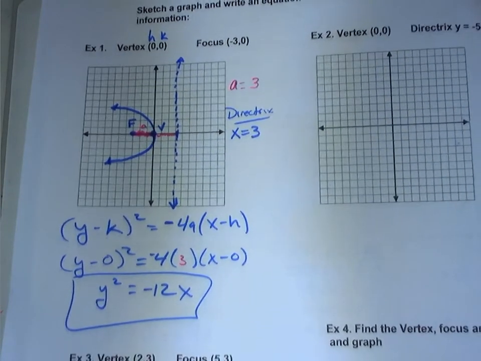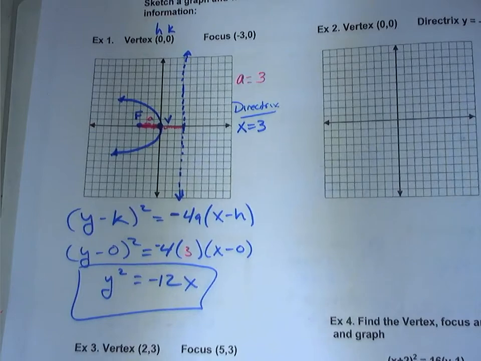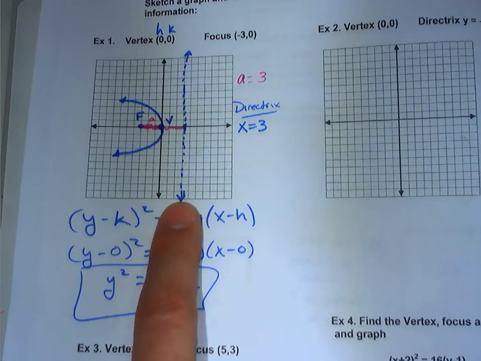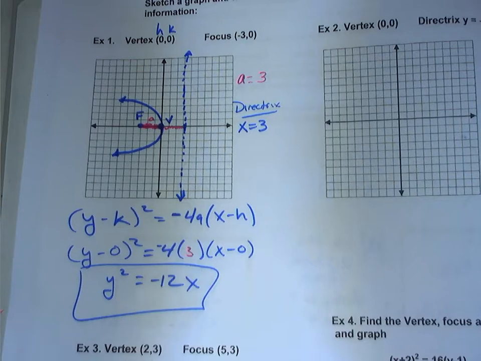Would we put in 3 for x or no? Nope. Your a value is 3. Because of the x equals 3. X, no, that's your directrix. 3. Okay, that's separate from it. Right. Yep. That's a good question.